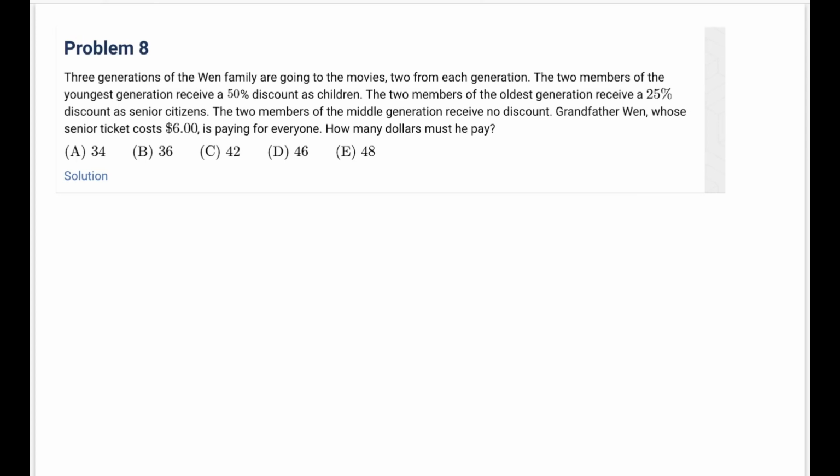Okay, so there are 2 from generation 1, 2 from generation 2, and 2 from generation 3, right? And so if the amount with no discount is A, then the oldest generation receives a 25% discount, right? So this is 3 over 4 A, and then the children would receive a 50% discount, right? So this is 1 over 2 A, and the ticket for the senior citizens is $6, so this would equal 6. So this would equal 8, and this would equal 4.